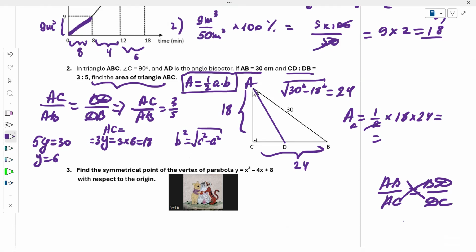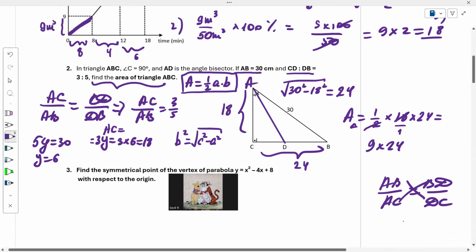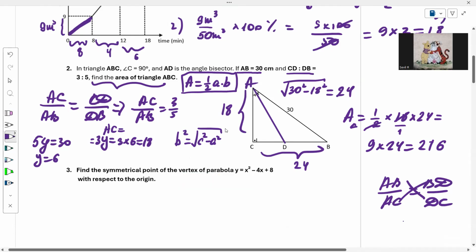Okay, so 18 and 2 can be cancelled. Don't forget that 18 has a denominator of 1. It's 9 times 24, which is 6, and 9 times 2, 18, and plus 3, 21, 216. Okay, guys. Next question is number 3.